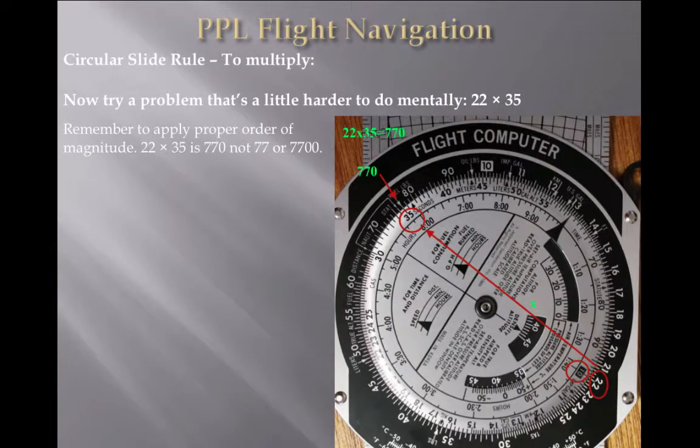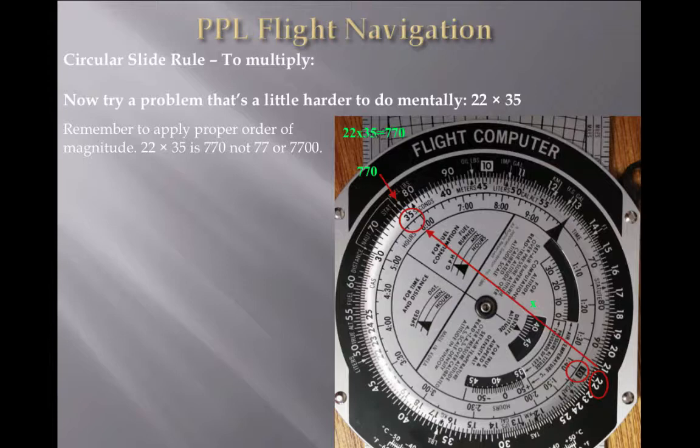So a bigger problem, one that we can't really do in our head, is if we work out 22 times 35. So simply, we rotate the inner scale, our base 10, and we put that to what we want to multiply, what times table we want to use. So it's the 22 times table, and then we read off again on the inner scale 35, which is our multiplier. And we read out on the outer scale, and that gives us 77.